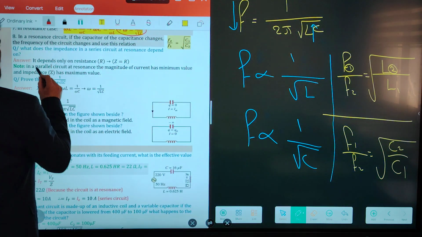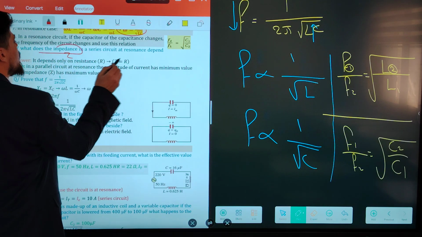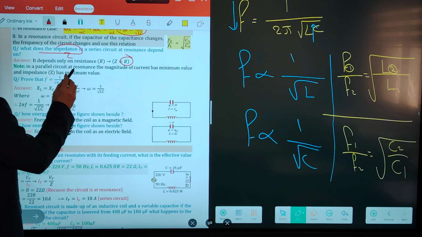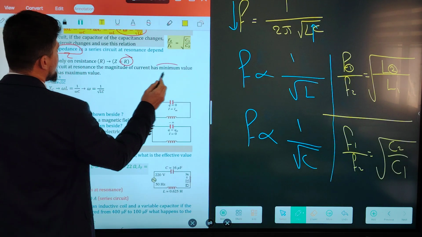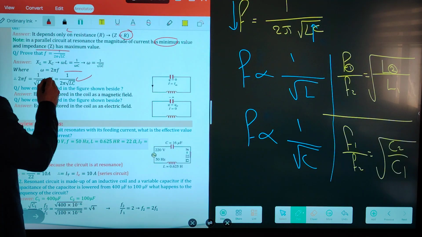Okay? What does the impedance in a series circuit at resonance depend on? The total impedance Z depends only on resistance. In a parallel circuit at resonance, the current has a minimum value, but Z reaches a maximum value. So we prove this equation.